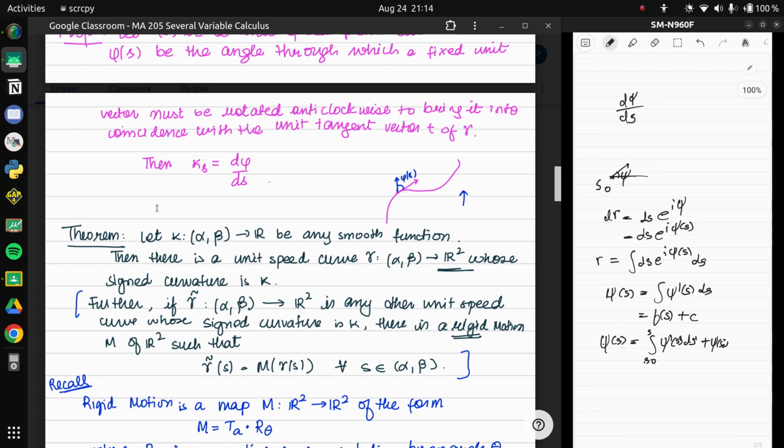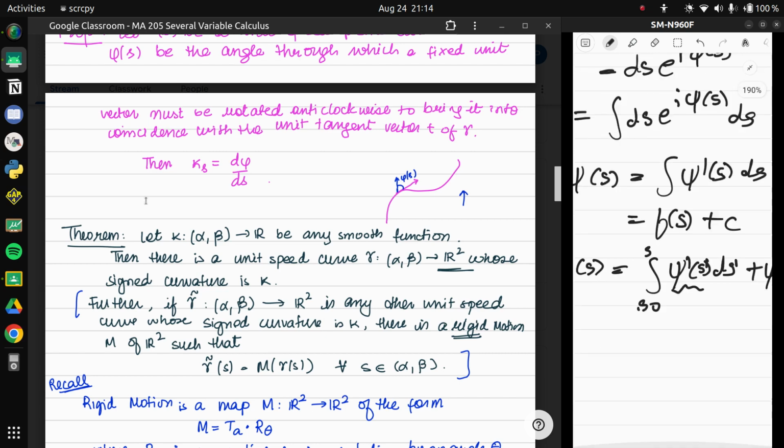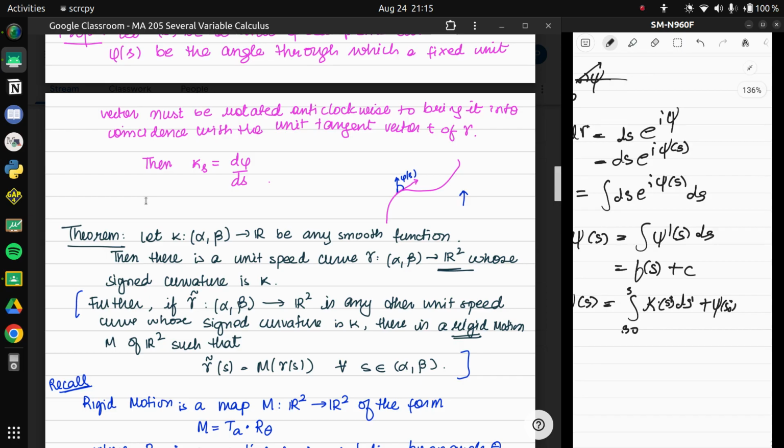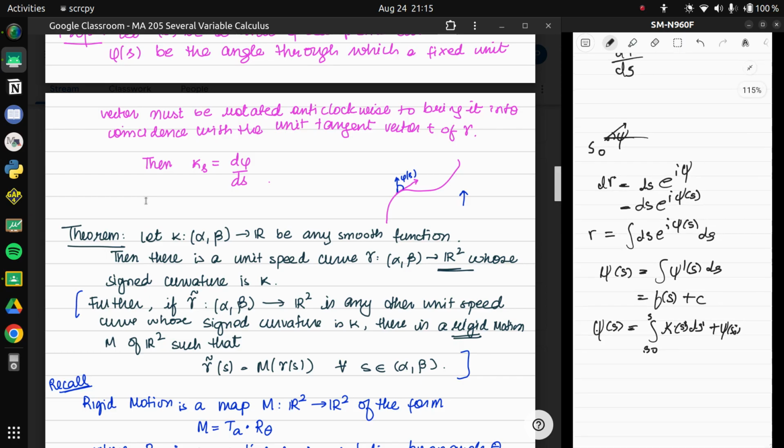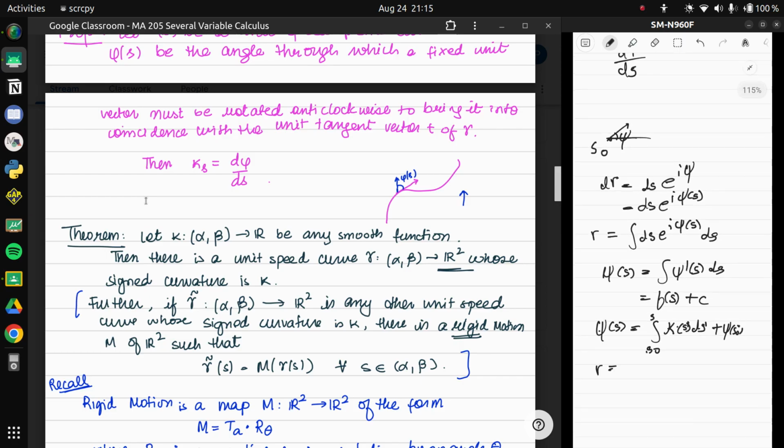So that psi of s is completely determined by this psi dash of s thing, which is by the way the kappa thing, right? So it's just kappa of s dash ds dash plus this stuff. At the same time, we also have r is equal to the integration from s naught to s, and this will just be ds dash. It should just be like that, right? So it's just ds dash e power I psi of s dash.